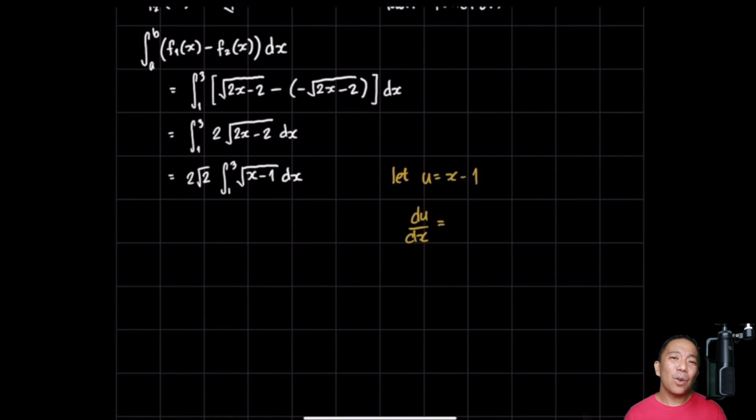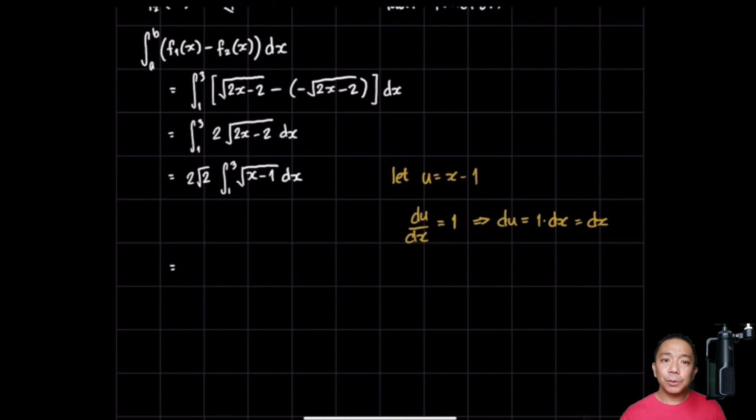Now, kailangan ko ng du. Kasi nagpapalit ako ng variable. Kanina x, so may dx ako sa dulo. Ngayon, papalitan ko siya ng u, so kailangan ko ng du. And du over dx is the derivative of u, or x minus 1. And that's equal to 1. Diba? Ang derivative ng x minus 1 with respect to x is 1. Now, I will treat du over dx as a fraction and multiply dx to both sides. So, I could get the expression that du is equal to 1 times dx or du is equal to dx.